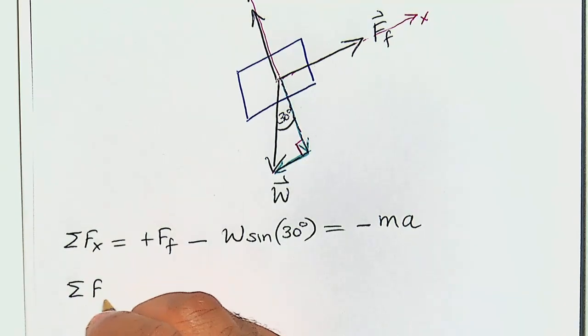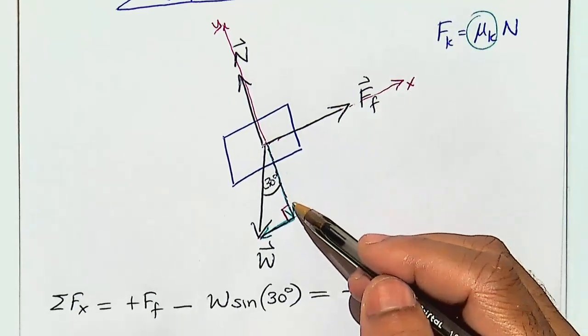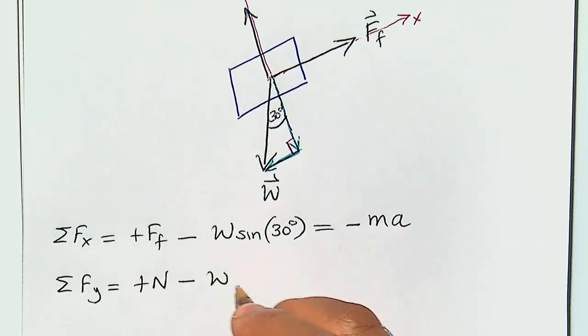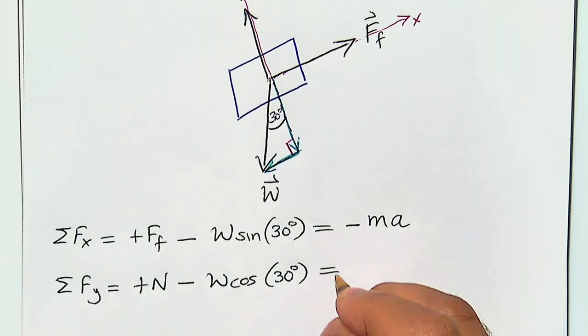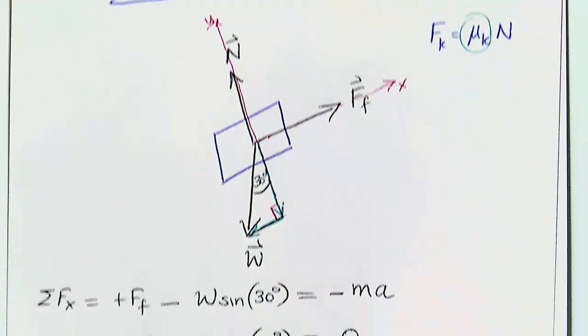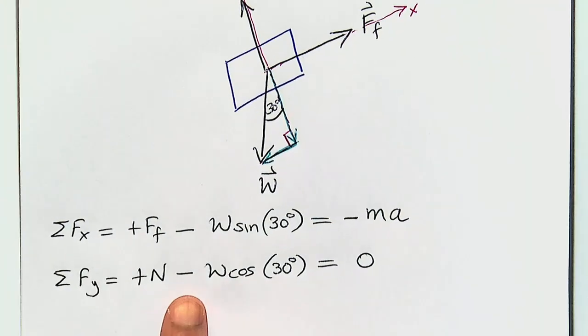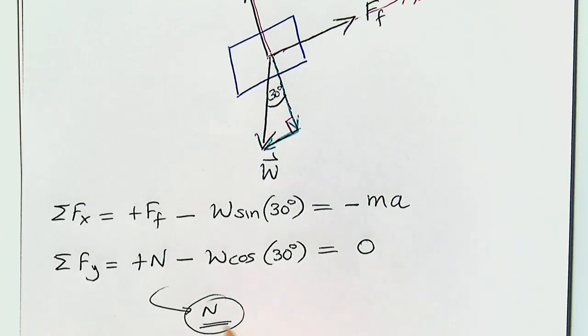The other equation: sum the forces in the y, positive normal force. This part of the weight is negative, so you get minus weight cosine of 30 degrees. That part is equal to 0. It's not accelerating in the y direction. So use this equation to solve for the normal force. You get the normal force using this equation.